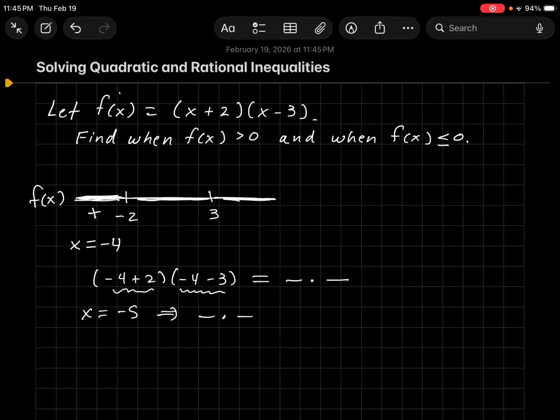So plug in any x value between negative 2 and 3, and I get, when I plug into my function, positive times negative, or negative. And finally, some x value bigger than 3, I'll just choose 4. When I plug into the function, I get positive times positive, which gives me positive.